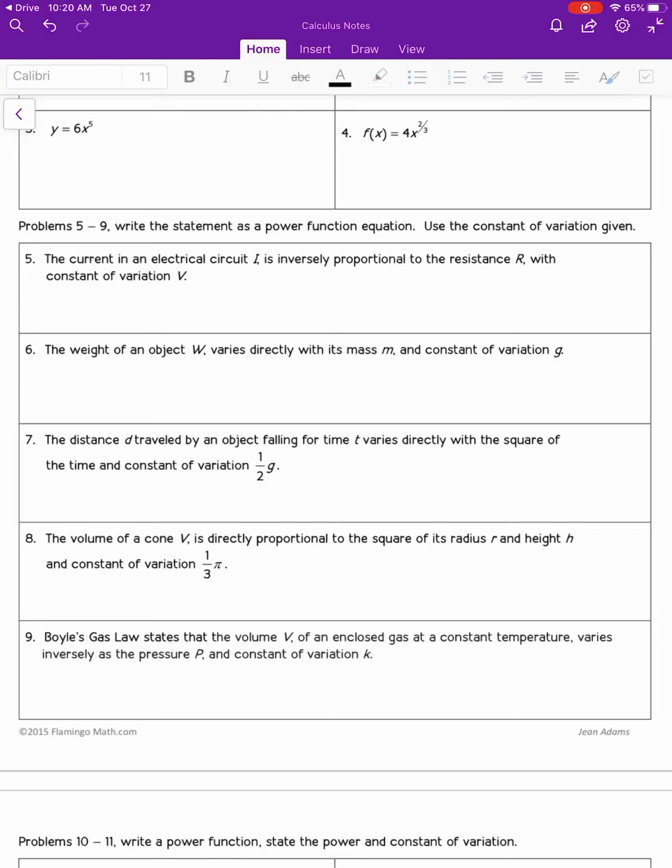Hello, pre-calculus. I just left you guys, and we didn't have enough time to go through this 2.2 homework, so I'm making the video. We stopped at number 5.